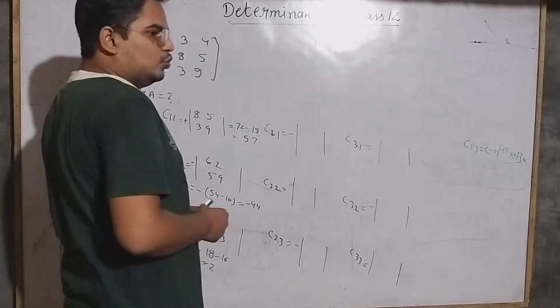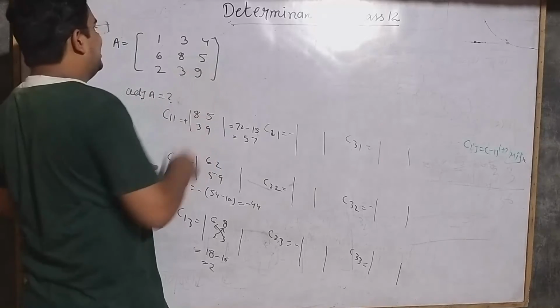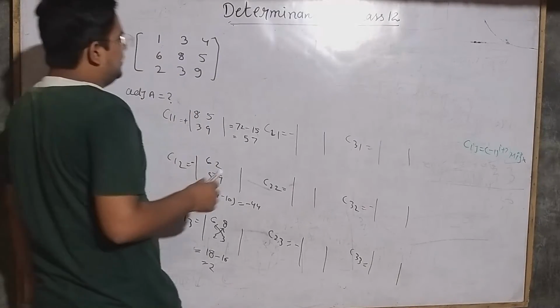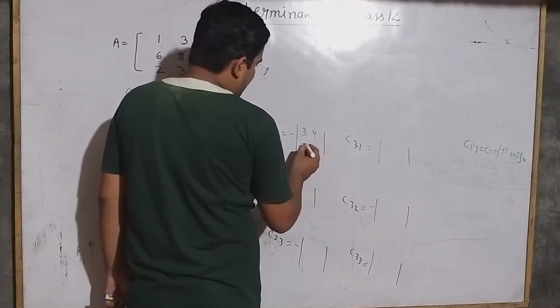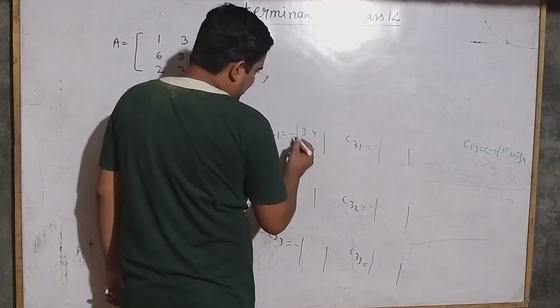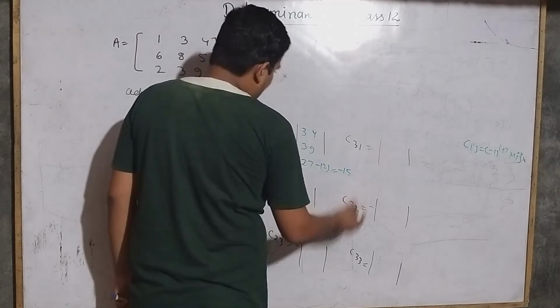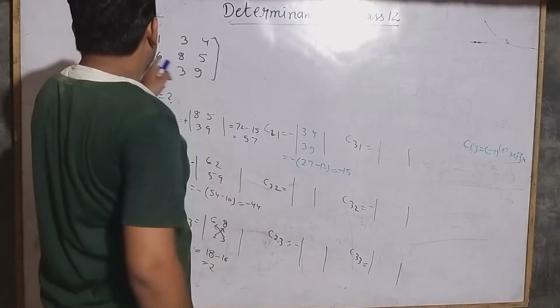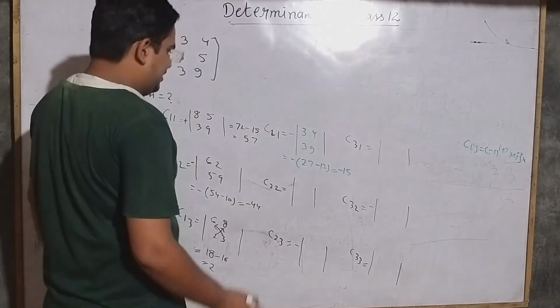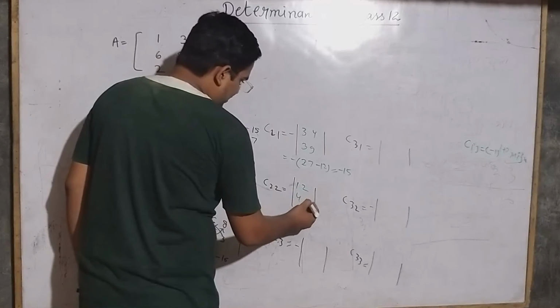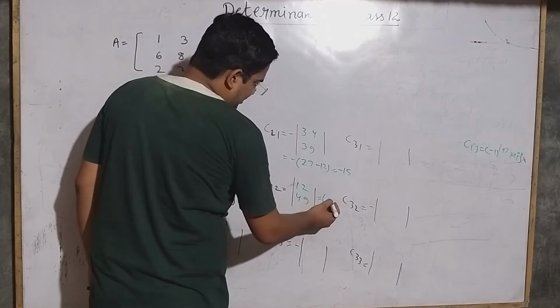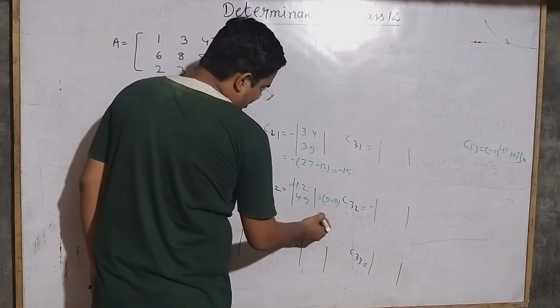Okay, are you getting my point? After this, for C21, just cancel the second row and the first column: 3 4 3 9. What will happen now? This is the minus. 9 times 3 is 27, 3 times 4 is 12. 27 minus 12 becomes 15, so it is minus 15. After this, cancel the second row and second column: 1 2 4 9. Now multiply: 9 times 1 is 9, 4 times 2 is 8, 9 minus 8 becomes 1.